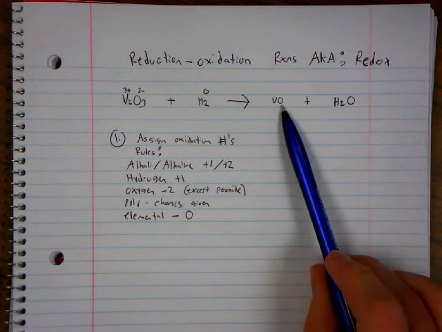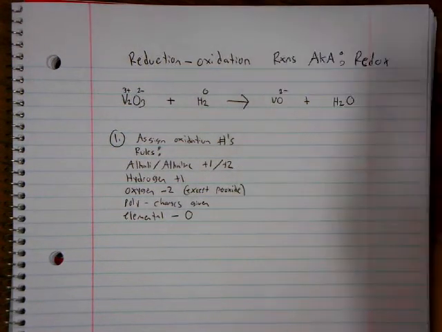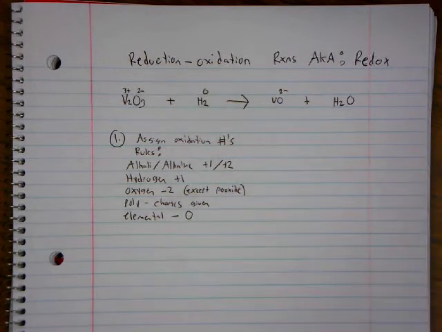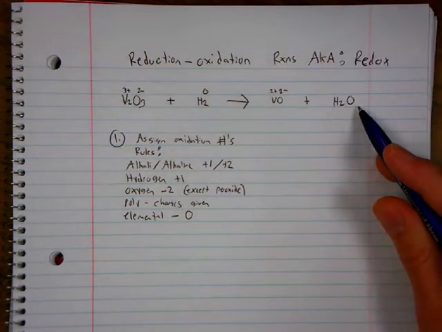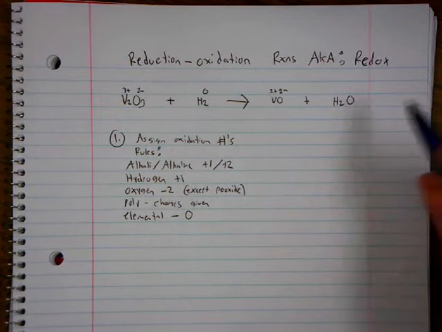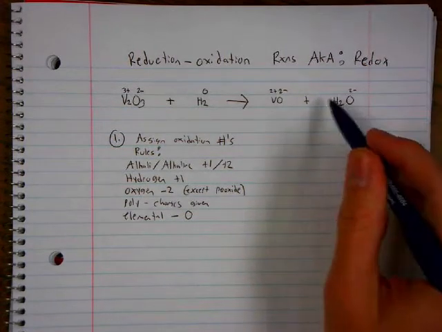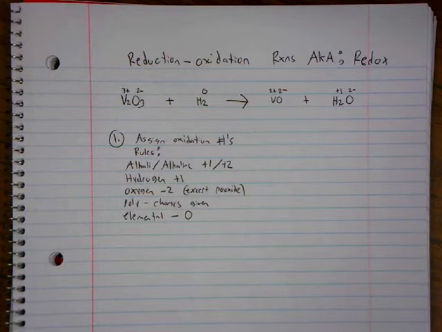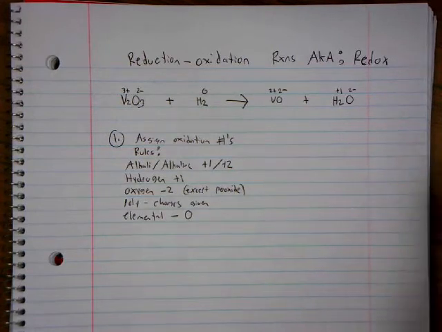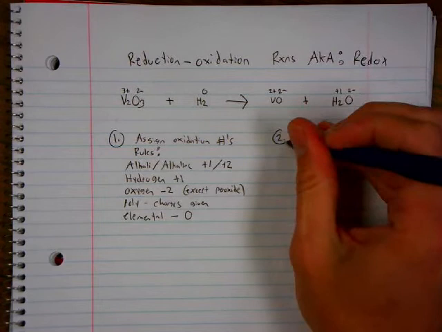Good? Okay. Oxygen over here, charge is 2-. So this vanadium must be what? 2+. This oxygen is going to be 2-, which means this hydrogen has to be, and it always is what? +1. So we have done step 1. We have assigned oxidation numbers.